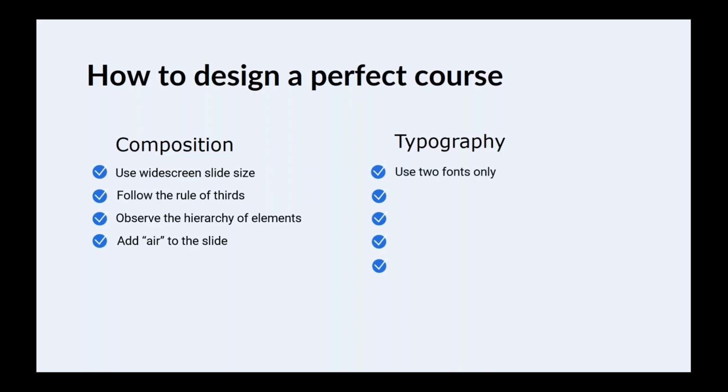In typography, you will need to make sure that you are using 2 fonts only, that you add contrast to the text and to the background. Check proximity of the objects to make sure that the elements that belong to one group are close to each other and it's not confusing for a student to understand where the element belong. Then avoid visual overload, of course, and align text to the left.